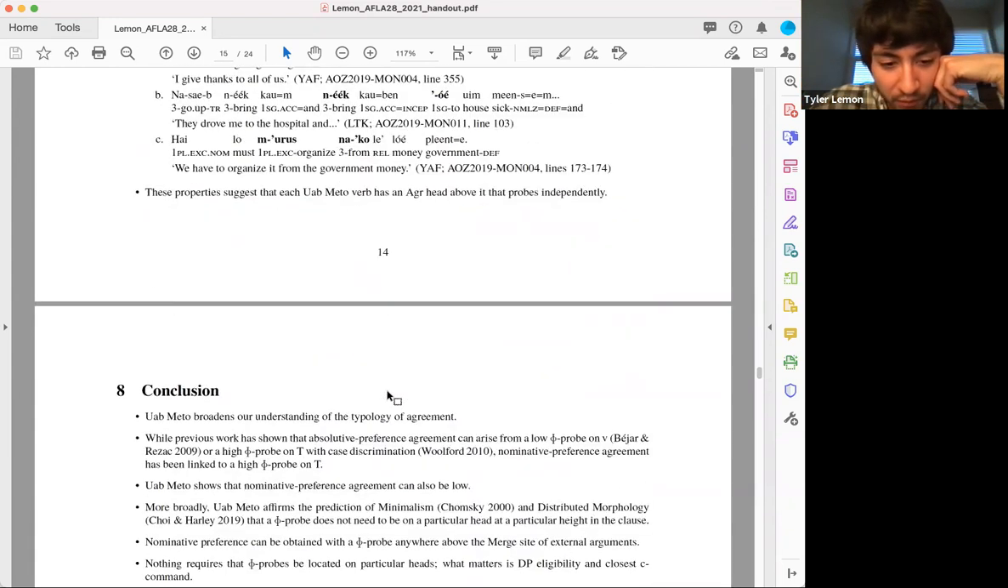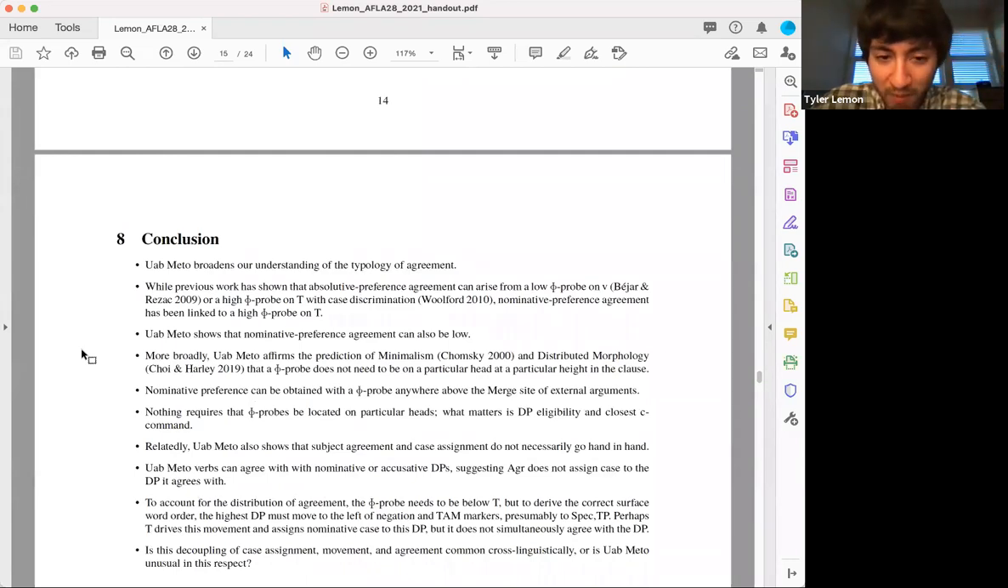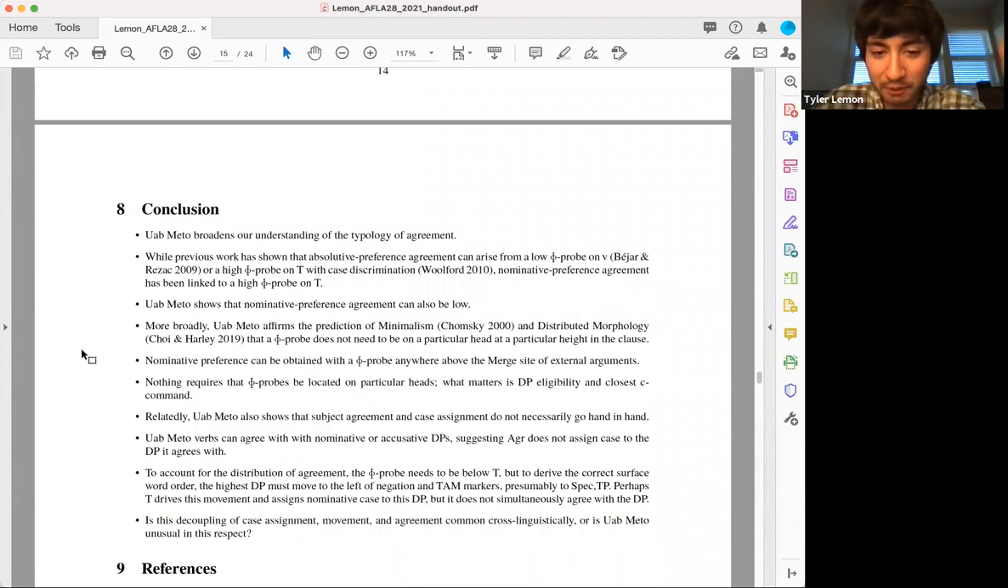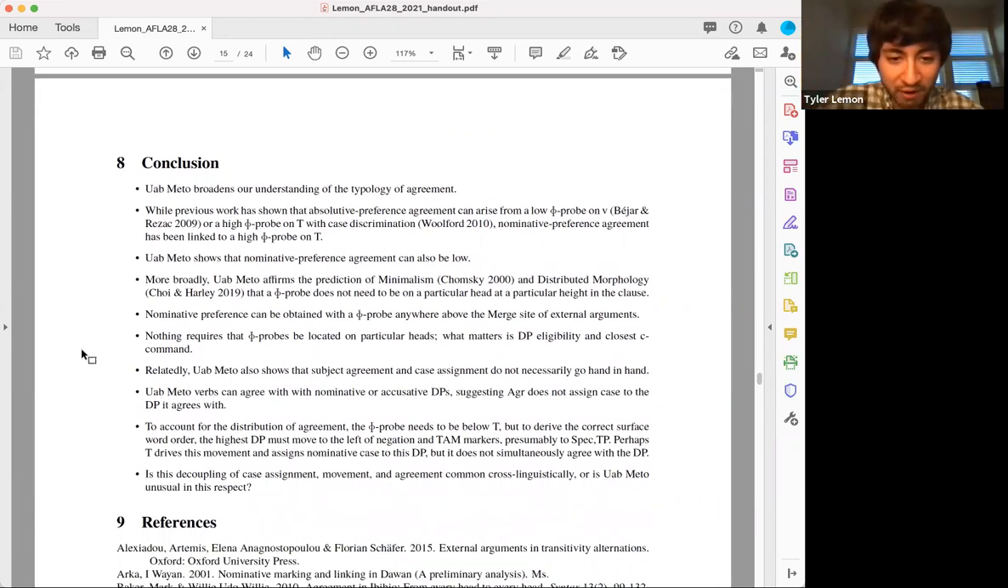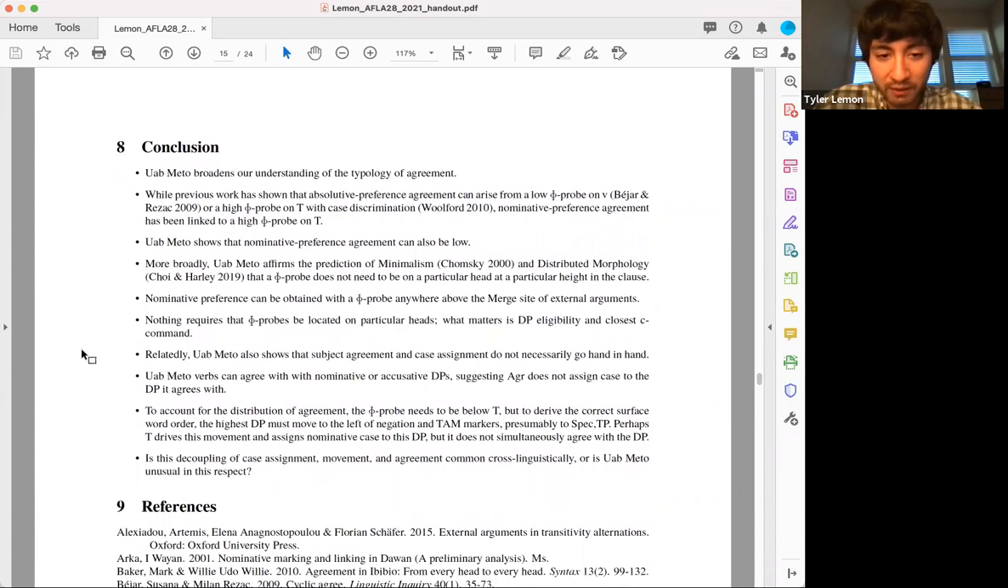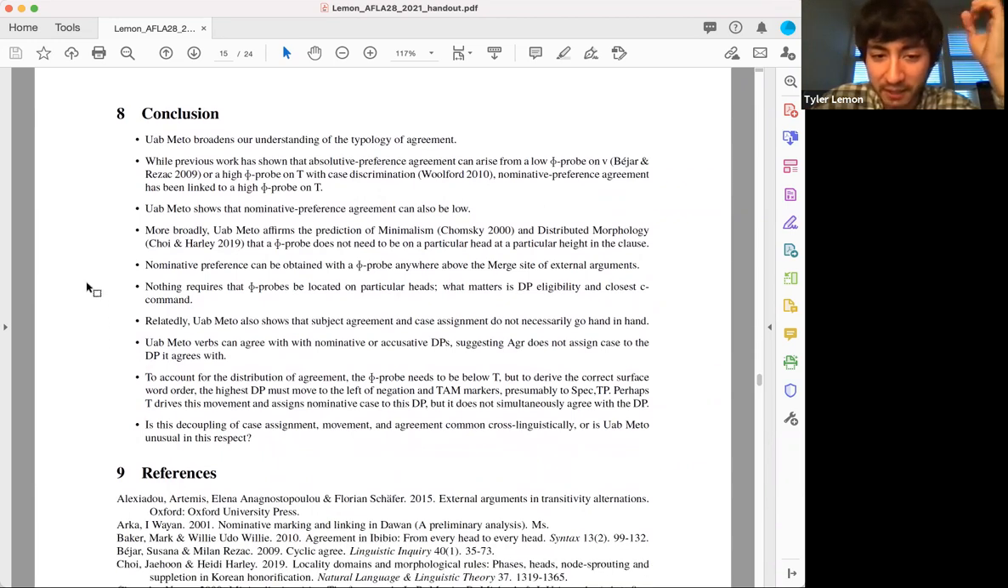Okay, so in conclusion, Uab Meto broadens our understanding of the typology of agreement. While previous work has shown that absolutive preference agreement can arise from a low phi probe on little v or a high phi probe on T with case discrimination, nominative preference agreement has been linked to a high phi probe on T. Uab Meto shows that nominative preference agreement can also be low. And more broadly, Uab Meto affirms the prediction of minimalism and distributed morphology that a phi probe doesn't need to be on a particular head at a particular height in the clause. Nominative preference can be obtained with a phi probe anywhere above the merge site of external arguments.